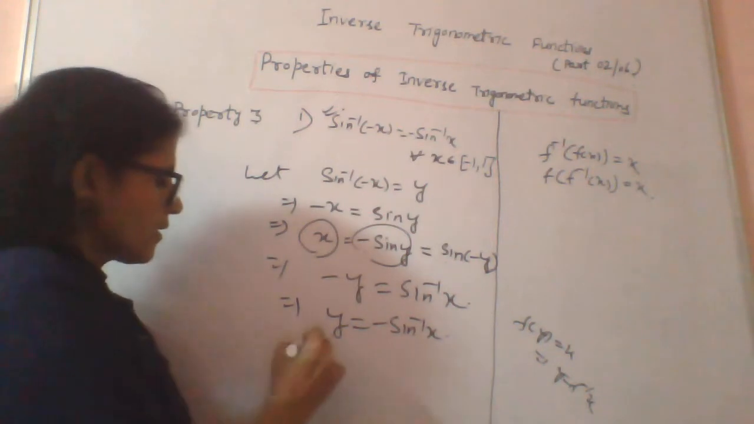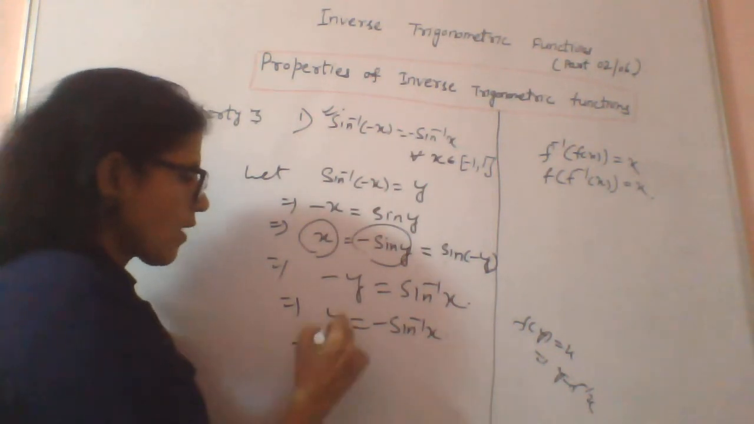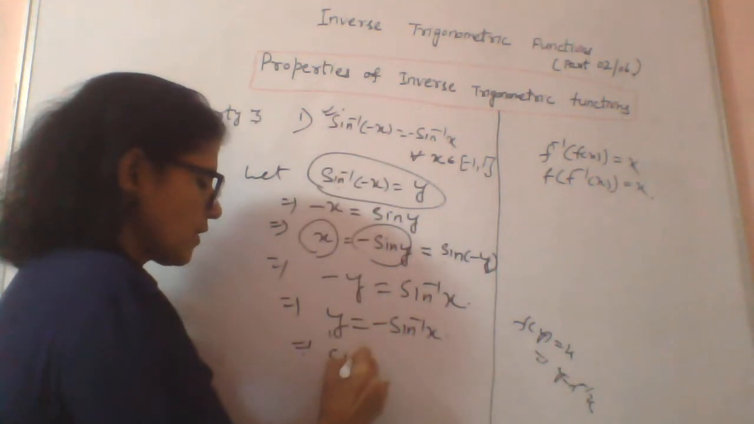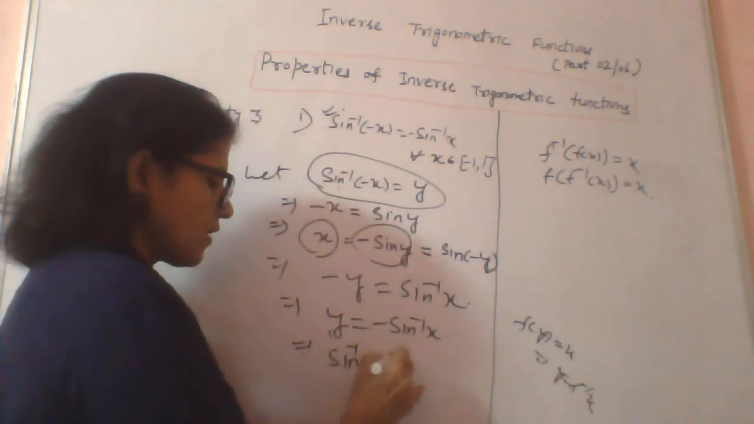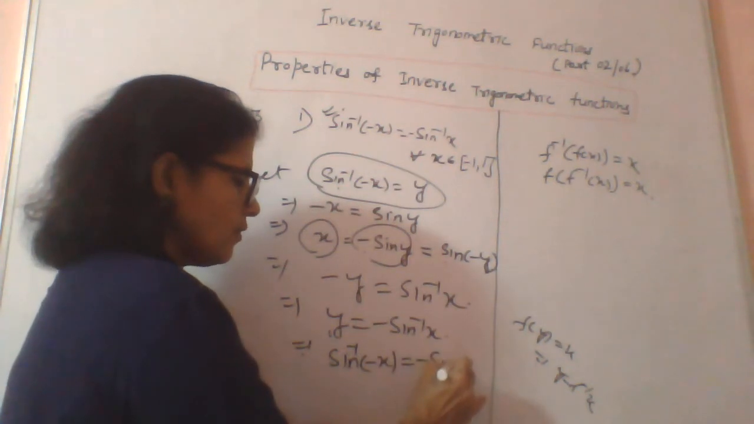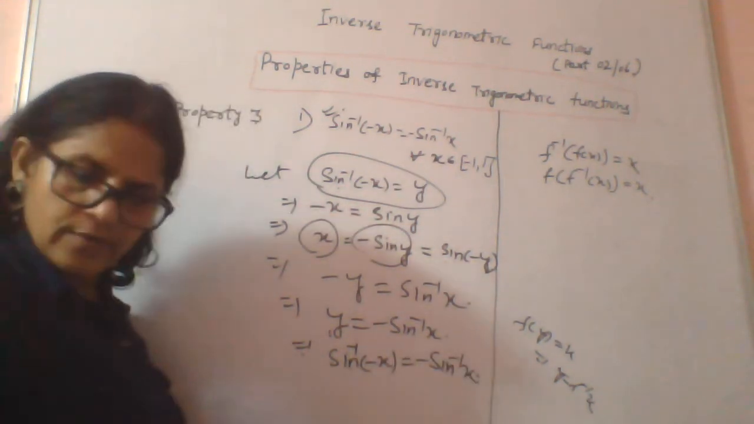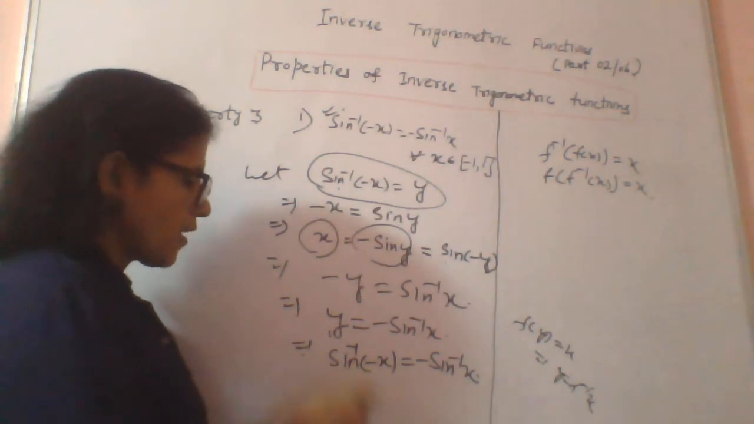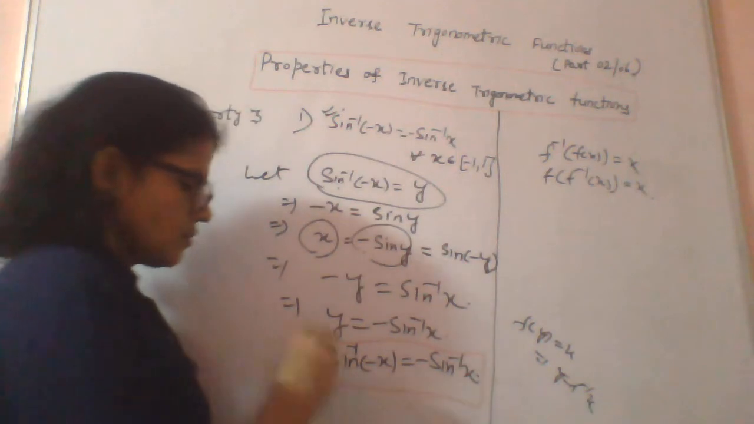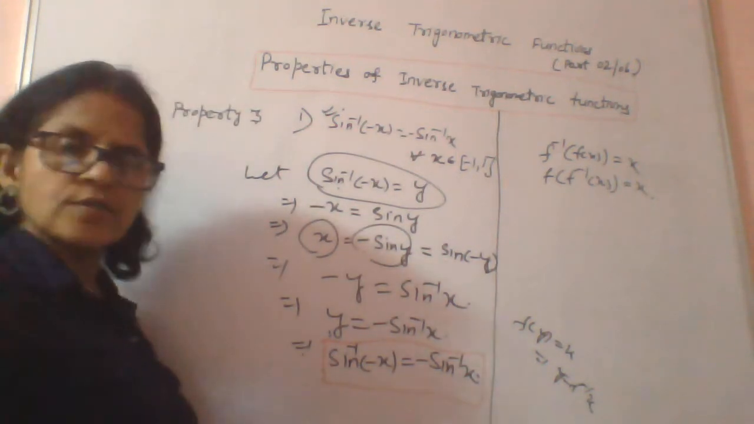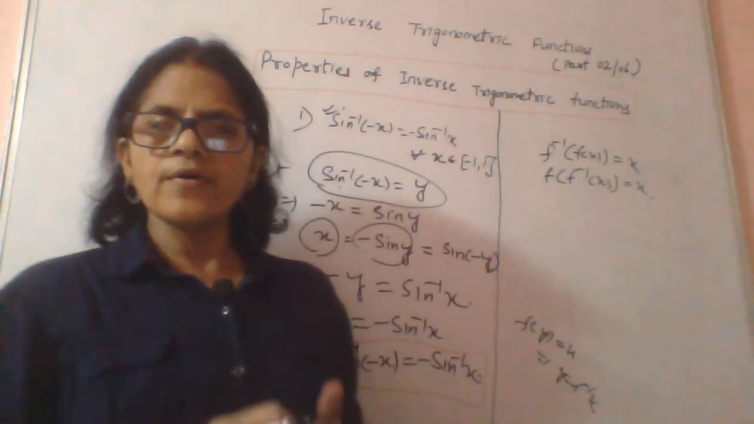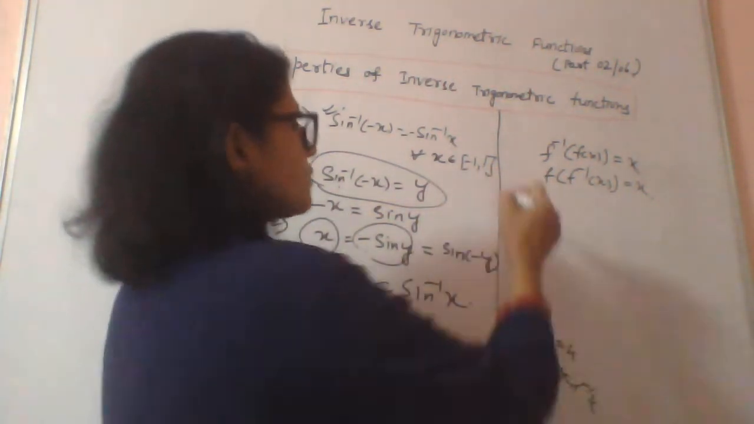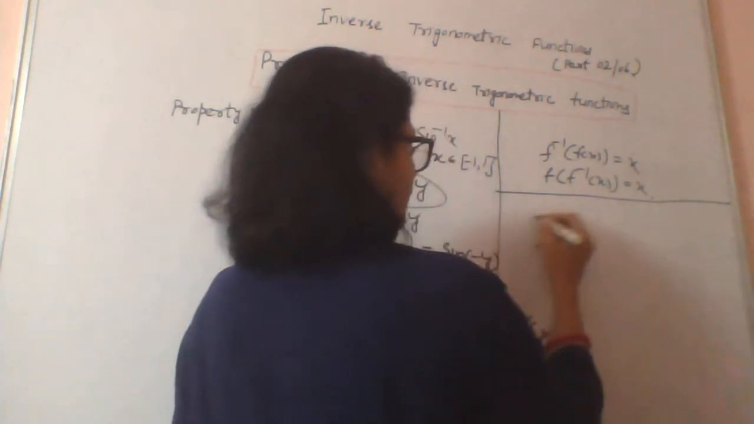Now, y we have taken as sin inverse minus x. So we are getting sin inverse minus x equal to minus sin inverse x. This is the proof of the first part: sin inverse of minus x equals minus sin inverse x for all x belonging to the closed interval minus 1 to 1. Now one more part I can take here.